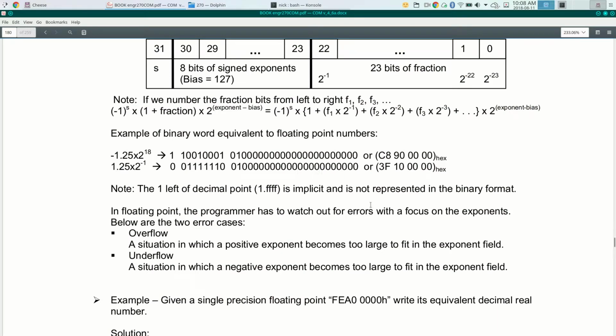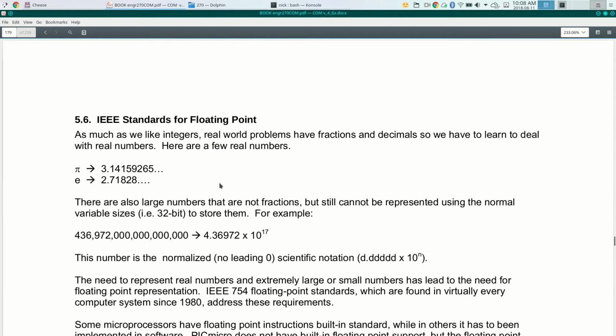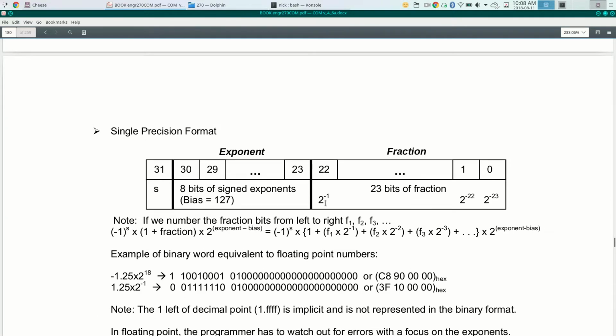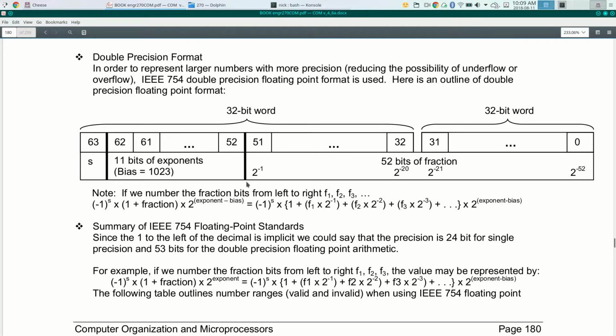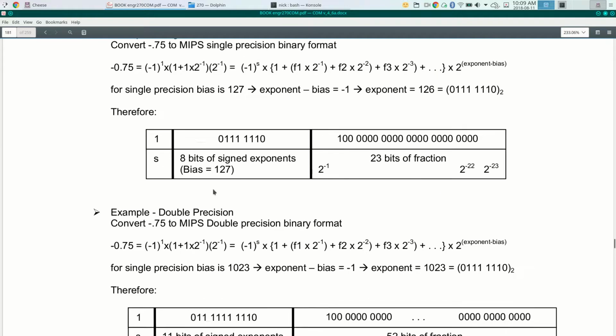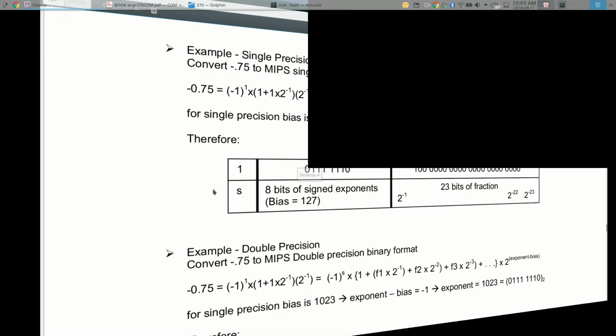All of this material is in the text in section 5.6, and here's a picture of what single precision floating point looks like. And there's examples. Here's double precision, and you can see it's just a bigger exponent, bigger fraction, 64 bits. And so there's some examples in here you can look at, and so on and so forth. But let's play with some specifics.